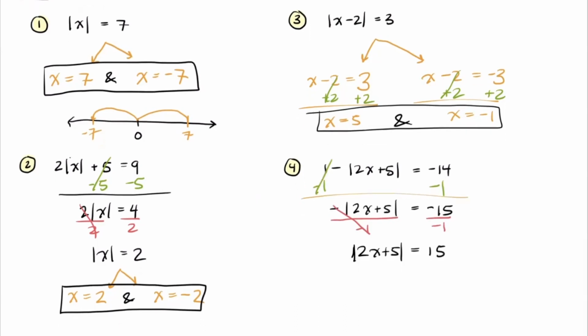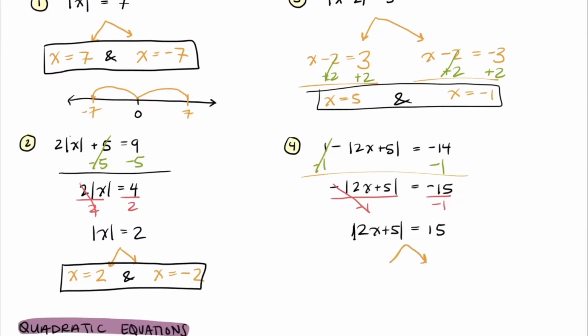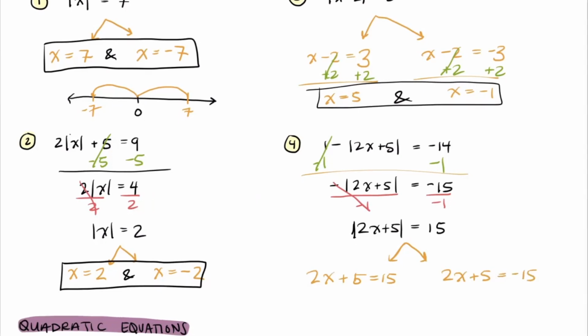Right now, here is where we will split this up into two equations. The inside could be positive 15, or the inside could be negative 15, right? And in both of those cases, we would have the absolute value to be positive 15. Okay, we gotta solve each of these.